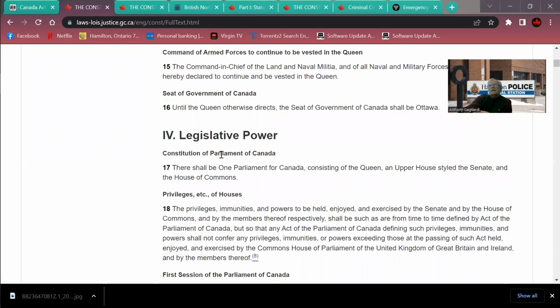Section 17 discusses what Parliament is. There shall be one Parliament for Canada consisting of the Queen, an upper house styled the Senate, and the House of Commons. So when we say that Parliament shall ensure the protection of these rights and freedoms in Canada, as in the third sentence of the preamble of the Canadian Bill of Rights, it's the Queen, the Senate, and the House of Commons shall ensure the protection of these rights and freedoms in Canada as per the Canadian Bill of Rights. And that would mean that they shall protect due process, for which due process was violated in this hoax. And I'm going to call it a hoax because we never once got any evidence of anything.